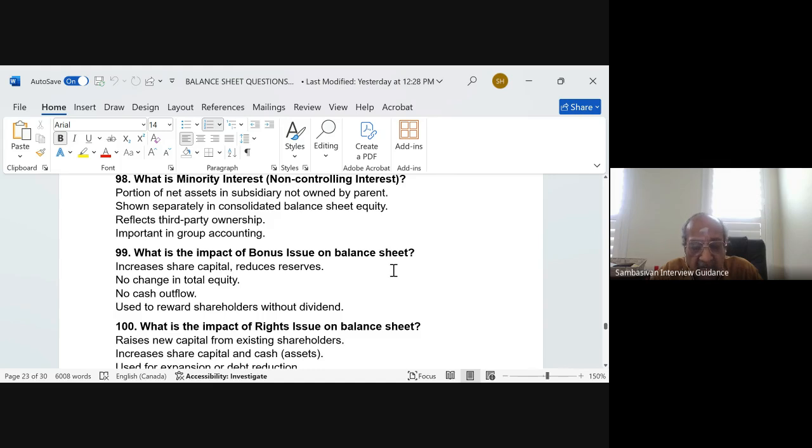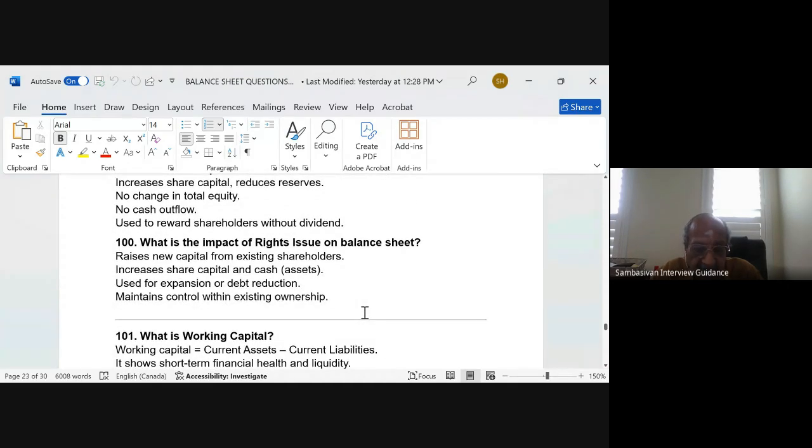What is the impact of bonus issue? Bonus issue means the company will be giving the existing shareholders additional shares, because sometimes instead of paying a dividend they will give extra bonus. If you are holding 5 shares, we will give you 2 shares, like that they will issue. But the effect of that is it will increase the share capital, reduce reserves, then no change in the total equity, no cash outflow. It is used to reward shareholders without dividend.